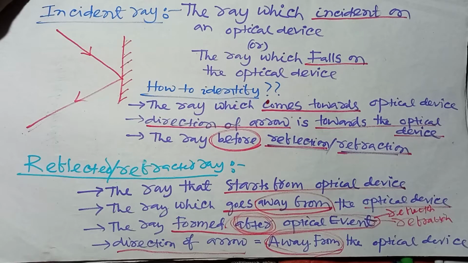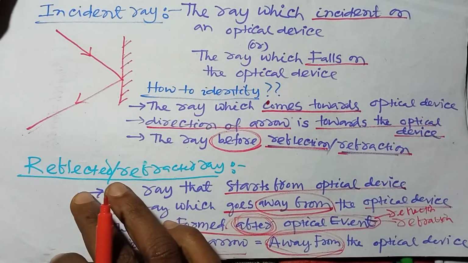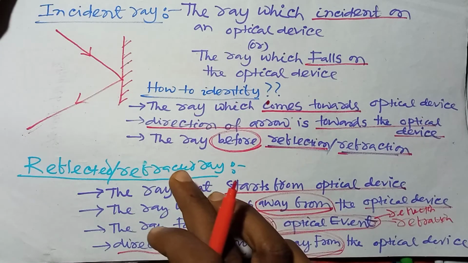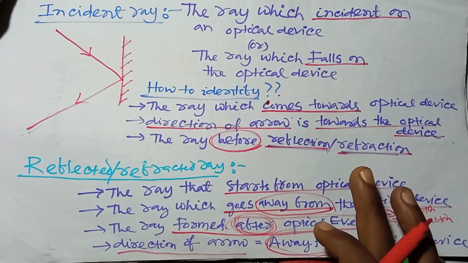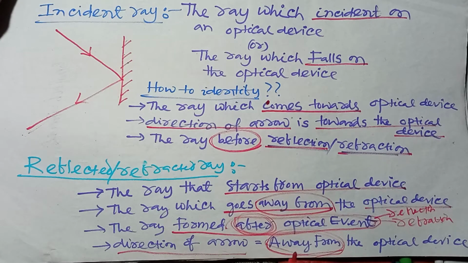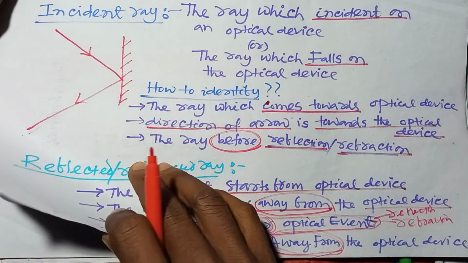So to determine the incident ray and the reflected or refracted ray, you just have to see the direction of the arrow, whether it is towards the optical device or away from it. If the direction of the arrow is towards the optical device, it will be your incident ray, or when the direction of the arrow is away from the optical device, that ray will be your reflected ray or refracted ray.